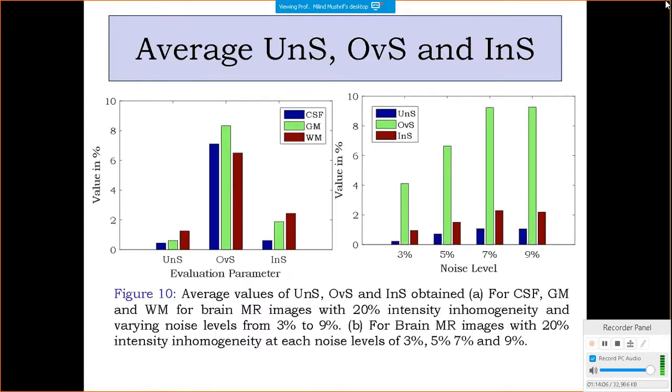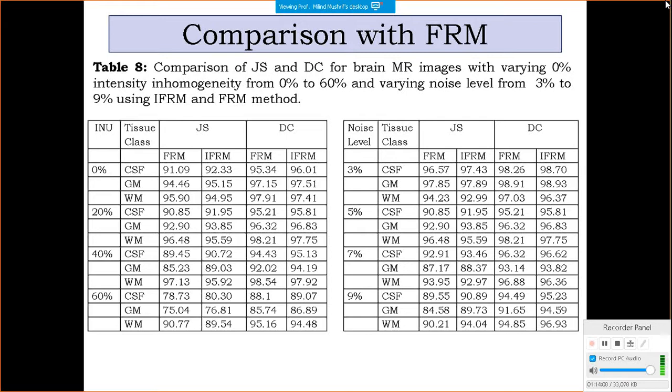So if we compare the results of fuzzy roughness measure based thresholding and intuitionistic fuzzy roughness based thresholding, then we observe that the segmentation performance is slightly better. Okay, here you can observe. For FRM, this is 91%. For IFRM, this value is 92%. So in every respect, you can observe that we get a better segmentation if we use the intuitionistic fuzzy roughness based technique.